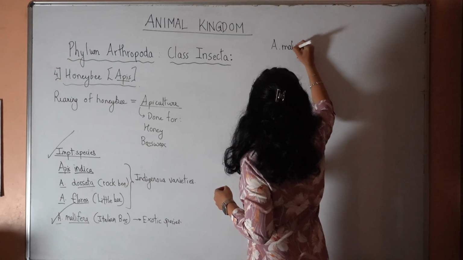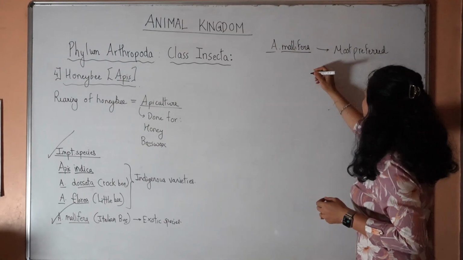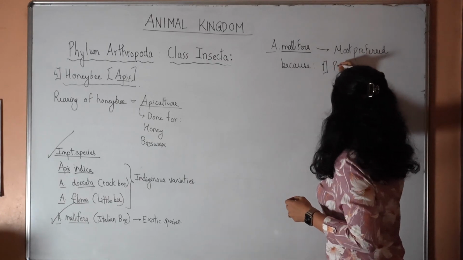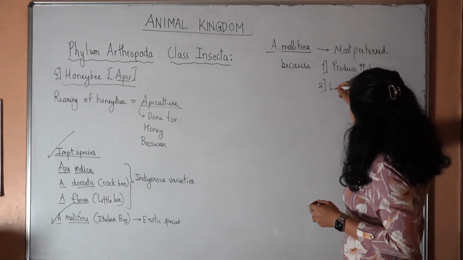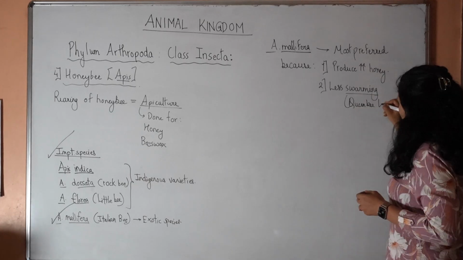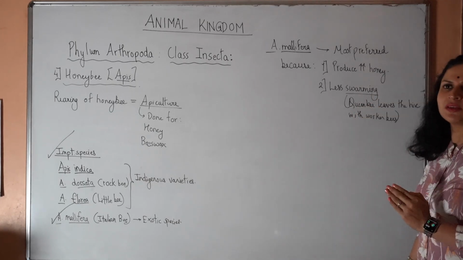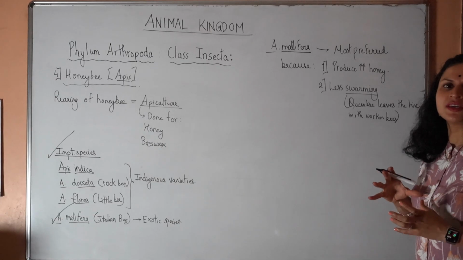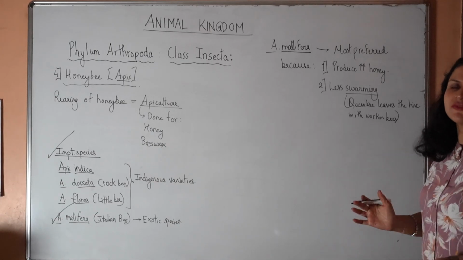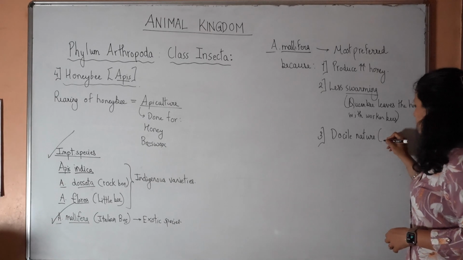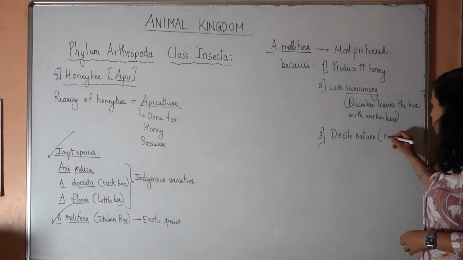Apis mellifera is the most preferred because number 1, produces more honey. Second one, shows less swarming. Queen bee leaves the hive with worker bees. When there is less swarming, the size of the honeycomb will keep on increasing, and as such there will be more honey produced. Third quality is that it has docile nature, that is, it is non-aggressive.